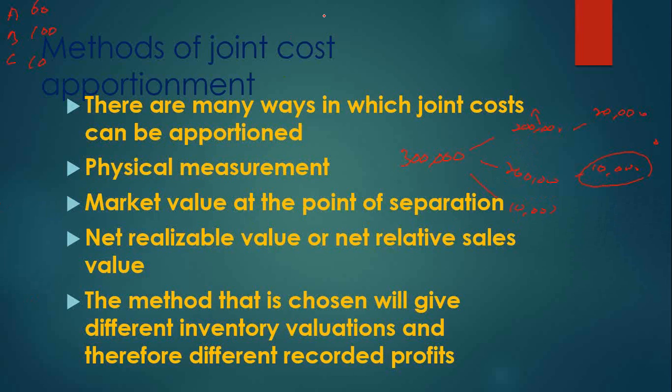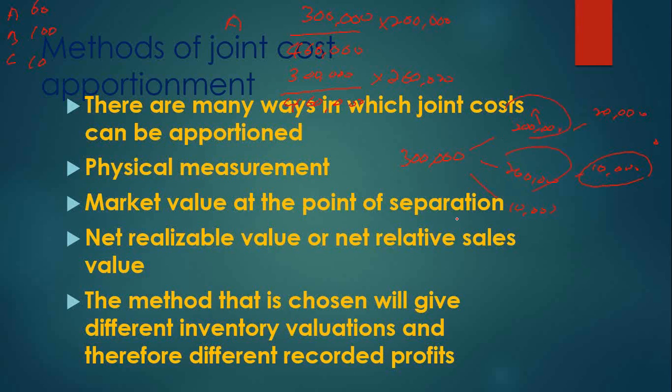200 and 260. So what we do is we take that 300,000 joint cost. What is the market price of the two products? 200 plus 260, 460. So we can find out at the point of separation the price per unit, and I can multiply by 200,000 and get the amount to be allocated to product A. I can multiply by 260,000 and find out the amount to be allocated to product B. So there we are not going by the number of units, we go by the market value at the point of split, 200 and 260.